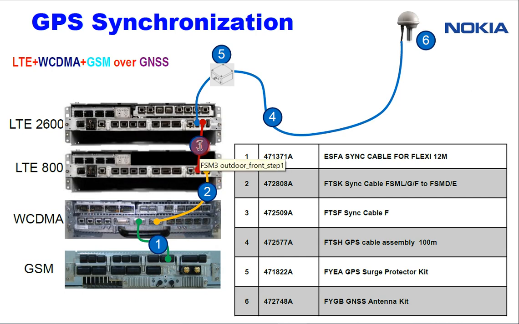Okay, and third number, your cable will be the FTSF sync cable, that is an HDMI cable. And here you have to connect the GPS sync cable, FTSH, that is the GPS sync cable, and the FYEA GPS surge protector kit. This is your number 5, and number 6 is your FYGB. It's called the GNSS antenna kit. Okay, so this is how we can do GPS synchronization in different technologies.